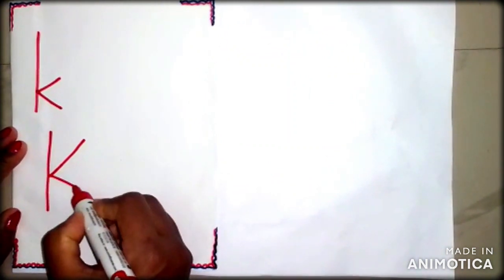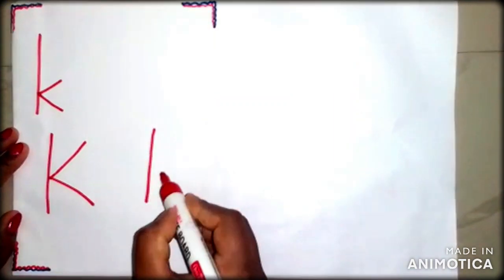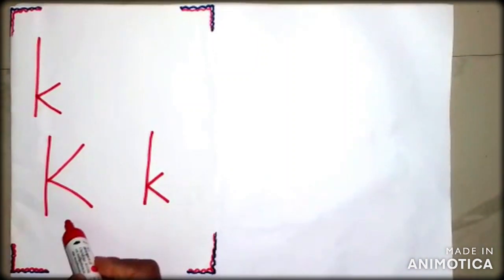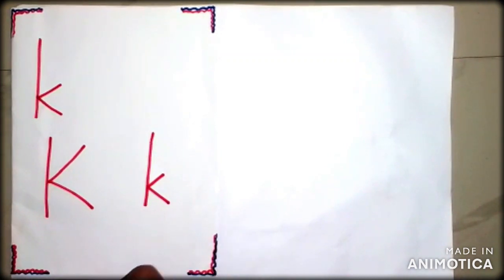capital K and small k. This is small k. Capital K, small k. Everybody understood very well?